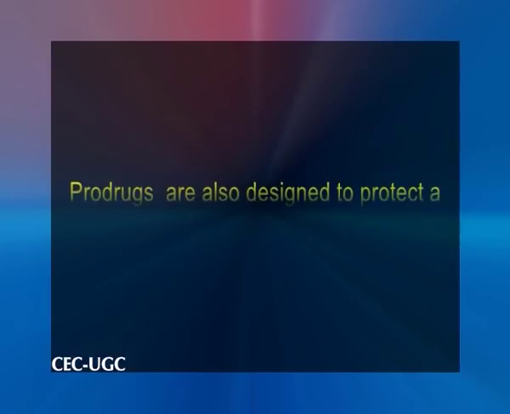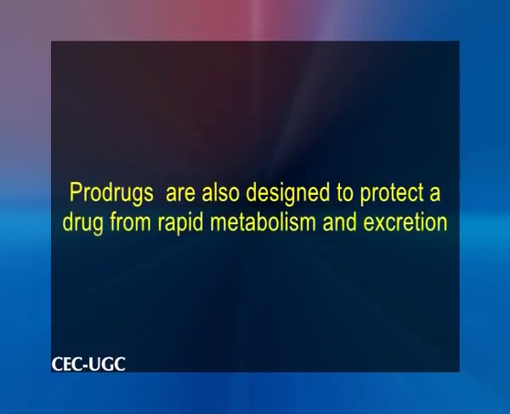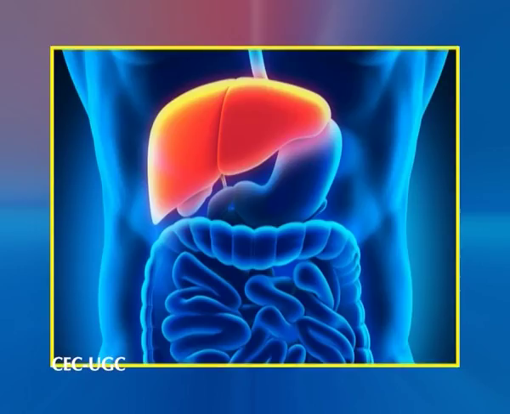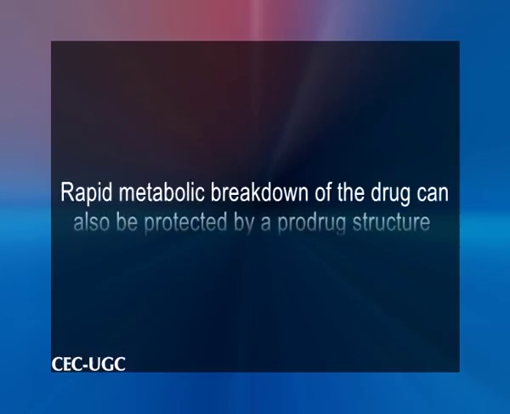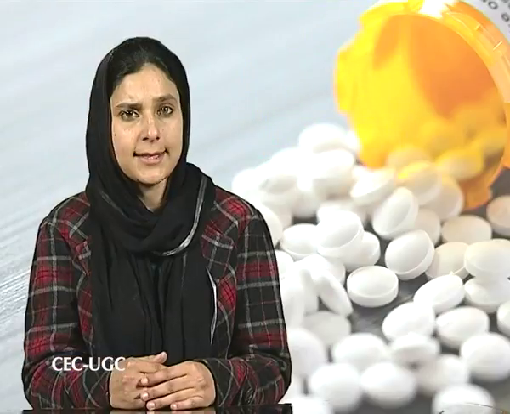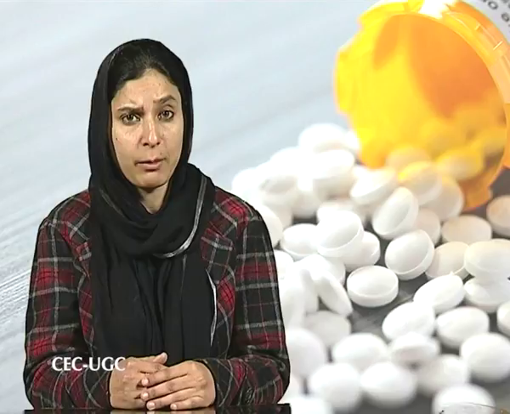Prodrugs are also designed to protect a drug from rapid metabolism and excretion. Pre-systemic metabolism in the gastrointestinal tract and liver may greatly reduce the total amount of active drug reaching the systemic circulation and ultimately its target. Rapid metabolic breakdown of the drug can also be protected by a prodrug structure. This is usually carried out by masking the metabolically labile but pharmacologically essential functional groups of the drug.